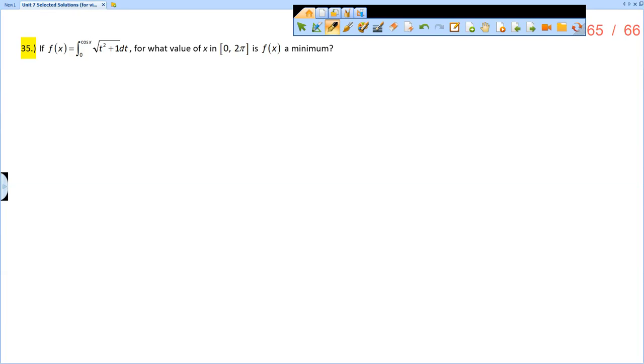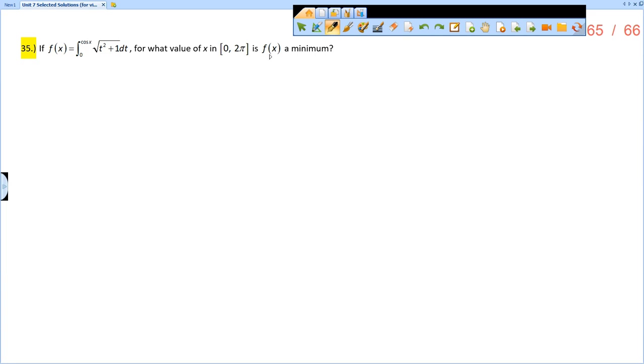This is the solution video for Unit 7 review problem number 35. So if f of x equals the definite integral from 0 to cosine of x of the square root of t squared plus 1 dt, for what value of x in the interval 0 to 2 pi is f of x a minimum? This is kind of a Unit 5 or Unit 4 question, but also Unit 7, because we have this function defined in this way.